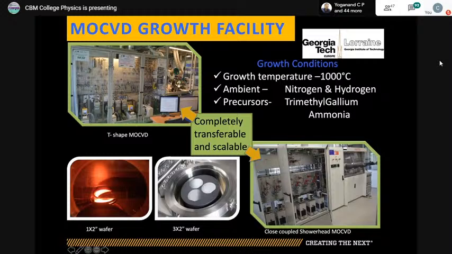So we have two MOCVD systems. The one on the top is a T-shaped MOCVD system. This is a homemade, custom-built MOCVD system. And the one on the bottom is a commercially available close-coupled showerhead MOCVD system. The cost of this system is around 1.5 million euros, and it can hold three 2-inch sapphire or silicon wafers, and the one on the top can hold one 2-inch wafer. You can see that when we are heating up around 1000 degrees, it glows with an orange bloom. That's how we grow this material at 1000 degrees.